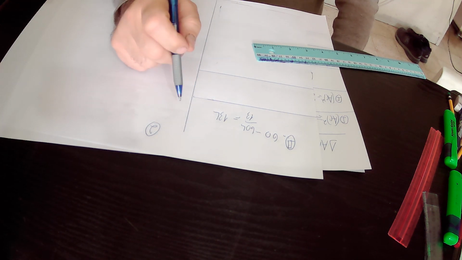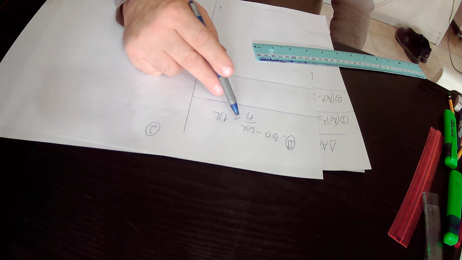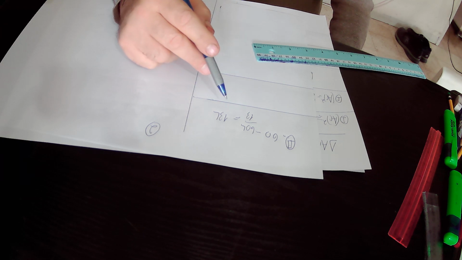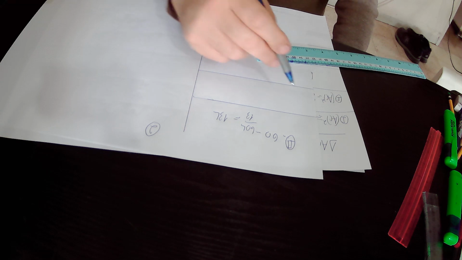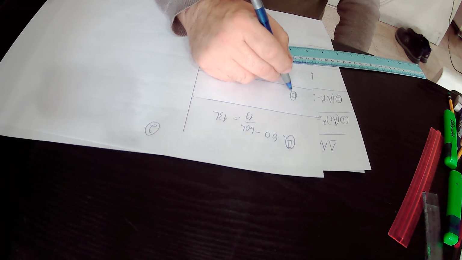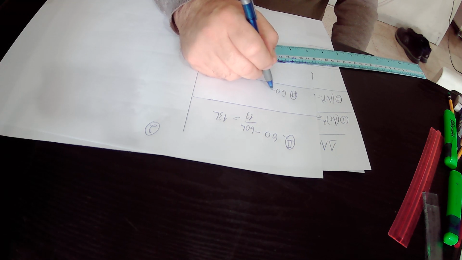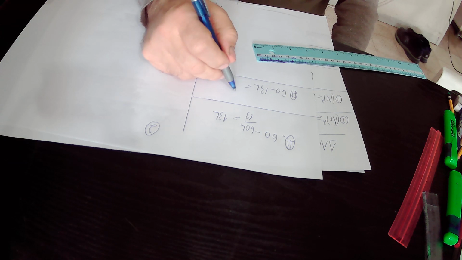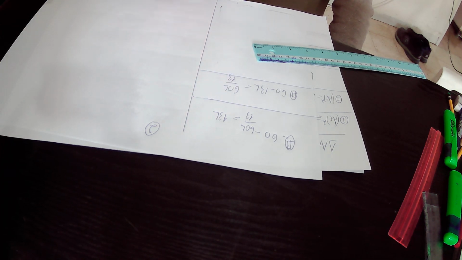So here we will add 60L over 13, and then we subtract 13L from this equation, and we get 60 minus 13L equals 60L over 13.